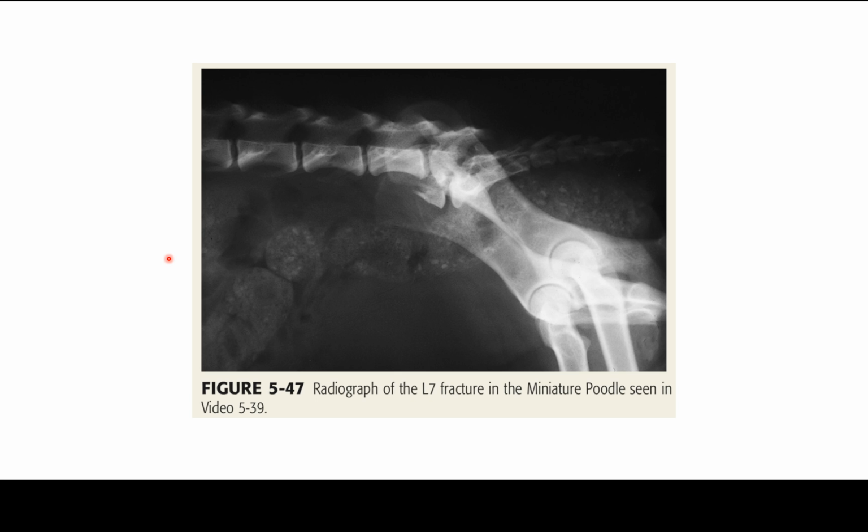Complete LMN paralysis and analgesia of the tail and anus, analgesia of the perineum, continual urinary incontinence resulting from overflow and lack of urethral muscle function, and more significant signs of sciatic nerve dysfunction. Video 5-39 shows a 2-year-old male miniature 10 days after a fracture of L7, with ventral displacement of the caudal portion of the L7 body that compromised the vertebral canal by more than 50%.